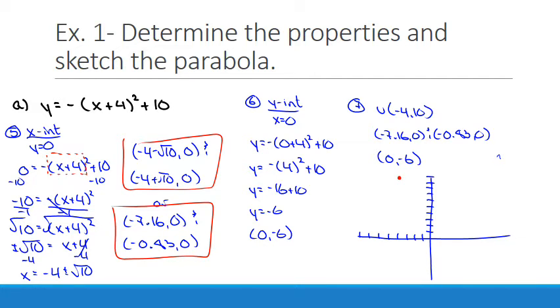And again, this is just a sketch, so if it's not as accurate, that's okay. So I've got that done. Now negative 7.16: 1, 2, 3, 4, 5, 6, 7. So it'd be just a little bit past 7. Negative 0.83 would be really close to negative 1. And then I also have negative 6: 1, 2, 3, 4, 5, 6. So I have my y-intercept there. And now I can draw my parabola.